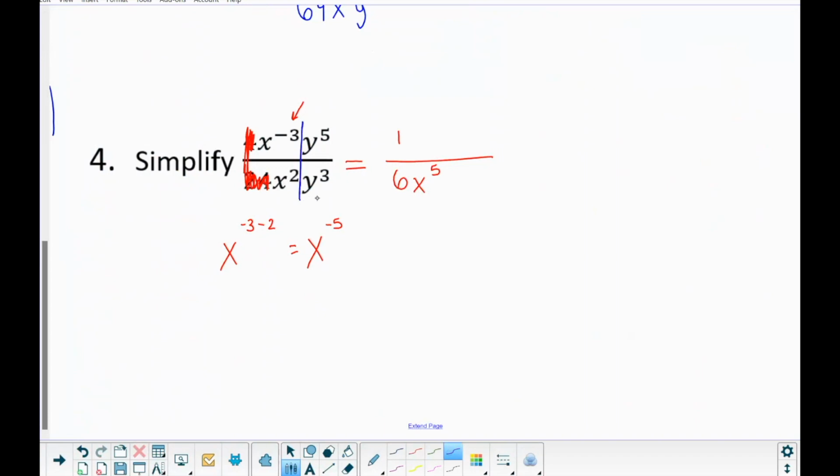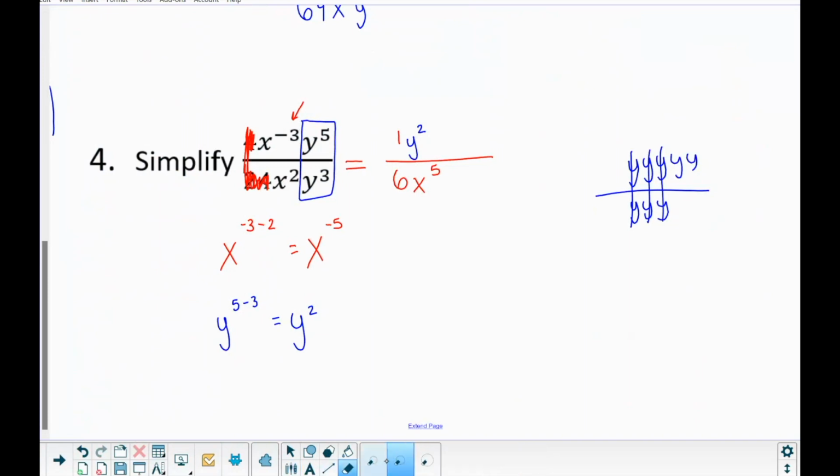Then we've got our y's. So again, you could either subtract them. Y to the fifth minus 3 equals y to the second. Positive, so it goes on top, y to the second. Or if you're more of a visual person, you have 5 y's on top, 1, 2, 3, 4, 5, and 3 on the bottom. Cancel these out, you're left with 2 on the top. So one way or the other works. And that's our final answer.